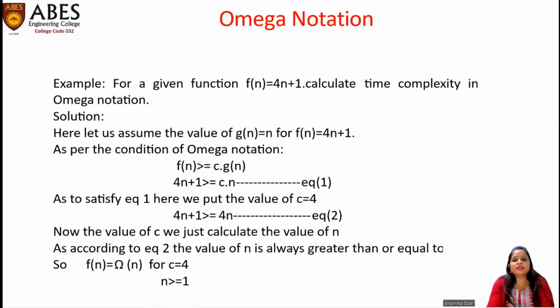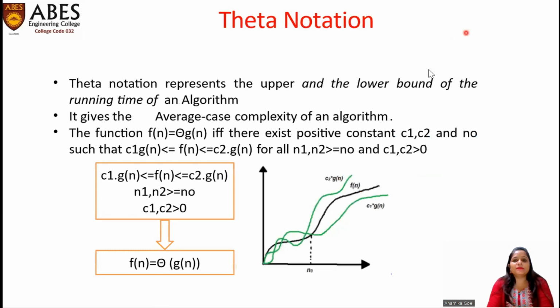I hope you understand the concept of omega notation. Our last notation is theta notation. Theta notation is also known as the tight bound of an algorithm, or we can say it is the combination of the upper and lower bound of the algorithm. It is basically used to represent the average case complexity of an algorithm.